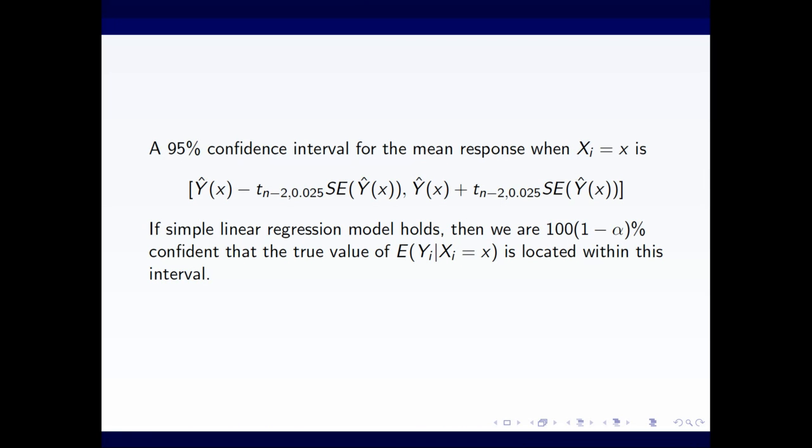And this is a pointwise interval. For one point, this is the valid 95% confidence interval, but if you have multiple values of x, then this may not be the 95% confidence interval. We are going to talk later about how to create the 95% confidence interval for multiple values of x. But here, for a single value of little x, you can see that this confidence interval is the valid 95% confidence interval.